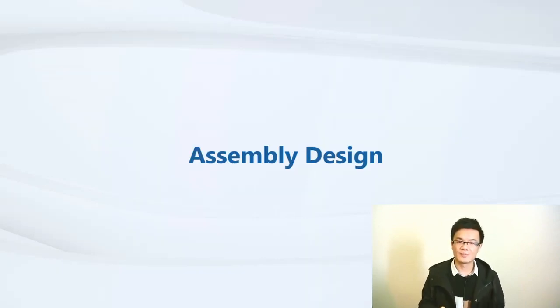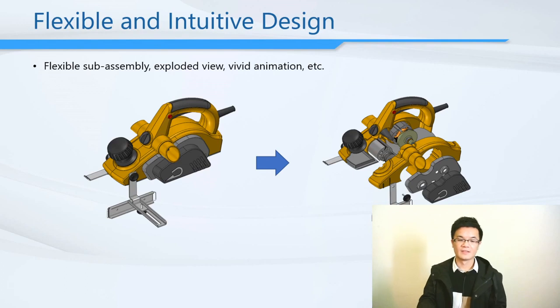After you created the 3D model, you may need to do the assembly design, especially if you do mechanical design. You need to do that. Okay. First, I will tell you the flexible and interactive design. I will let you know about our animation, the explode view, and we can tell you that in ZW3D 2020, we can do the flexible sub-assembly. It is a new feature from 2019. So you can see how it works in the software now.